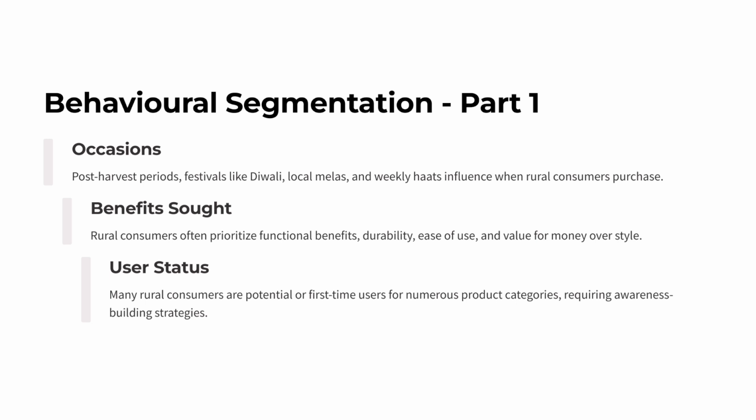Third, user status. Markets can be segmented based on whether people are non-users, ex-users, potential users, first-time users, or regular users of a product. Given that many rural consumers are potential or first-time users for numerous product categories, marketing strategies often need to focus on creating awareness and encouraging trials, as Ghadi detergent did with its famous tagline encouraging initial use.